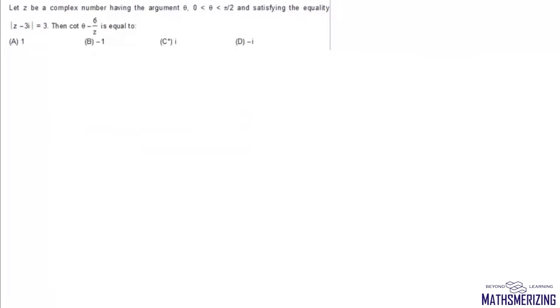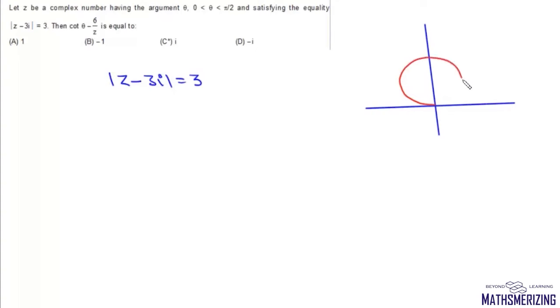Now here the question is, let z be a complex number having the argument theta and satisfying the equality mod of z minus 3 iota equals 3. Then we need to find the value of cot theta minus 6 upon z. Now z lies on this circle with center at 3 iota and radius equal to 3. So we'll draw this circle. Now this is 3 iota. Now it says its argument is theta. So we'll take this point on this circle and this point is z and its argument is theta.